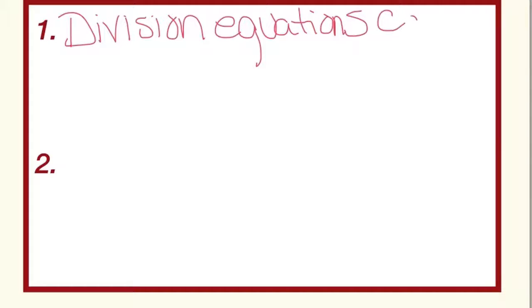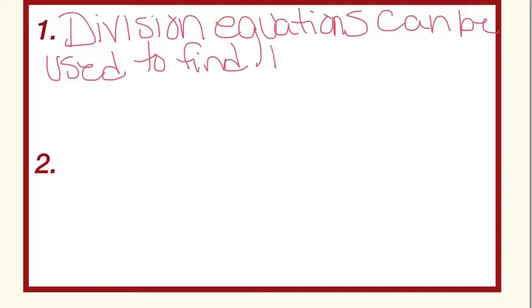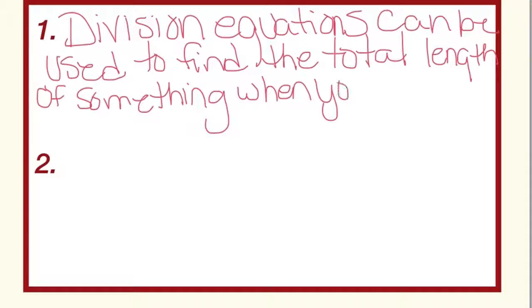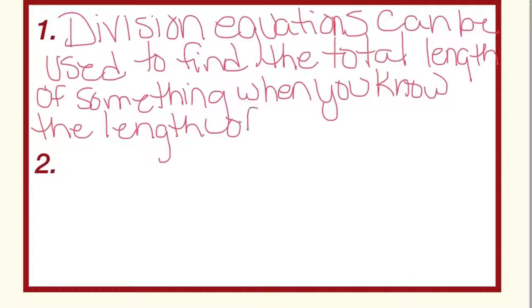Division equations can be used to find the total length of something when you know the length of a piece and the number of pieces.